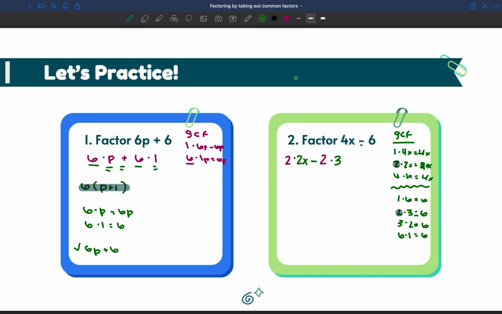So now we have to take out our common factor and stick it on the outside of the parentheses. Now we'll have a 2 on the outside. We have to use all of our leftover components and stick them on the inside. So now we have 2 times 2x minus 3 as our factored form and our final answer. And if you want to check your work, you can expand to see if the answer is correct.